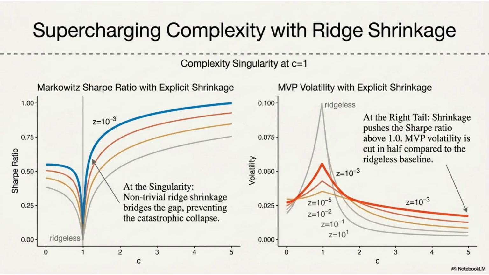But, and this is cool, the authors didn't stop at observing the natural, implicit regularization of the pseudo-inverse. They pushed it further. They tested what would happen if they actively reinforced the model. They introduced explicit constraints, like a mathematical ridge penalty denoted as z equals 10 to the negative third power, which deliberately smooths the covariance matrix even further.